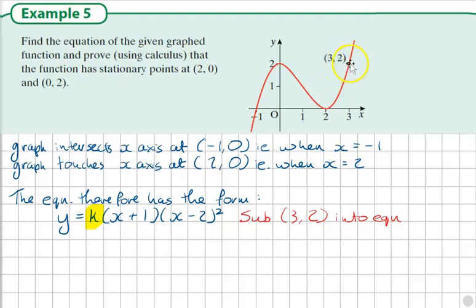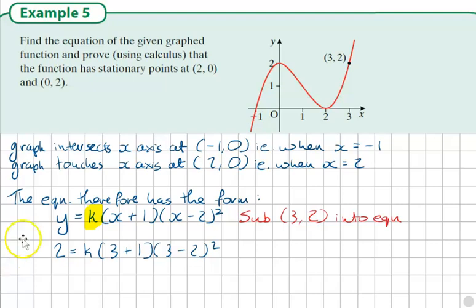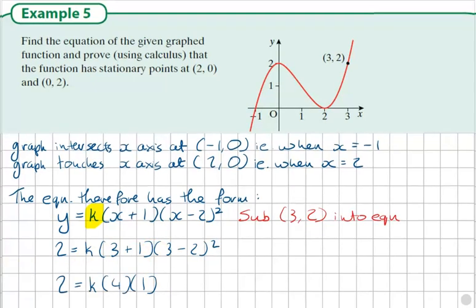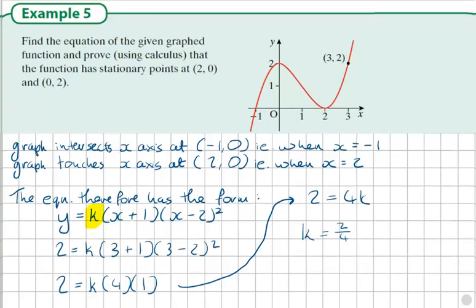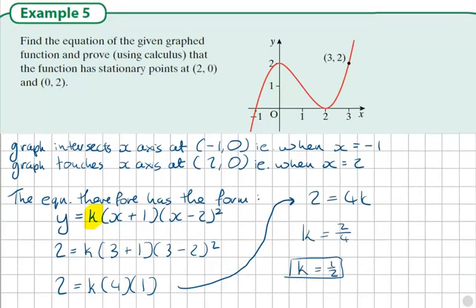So we're going to take the point that was given, (3, 2), and we're going to sub it into the equation. So we're going to swap the x for 3 and the y for 2, and then we're going to solve for k. So we replace the y with 2, and we replace each of the x's with 3. And then we simplify and solve for k. So we get 2 equals k times 4 times 1. So 2 equals 4k. So k equals 2 over 4. So k is equal to a half.